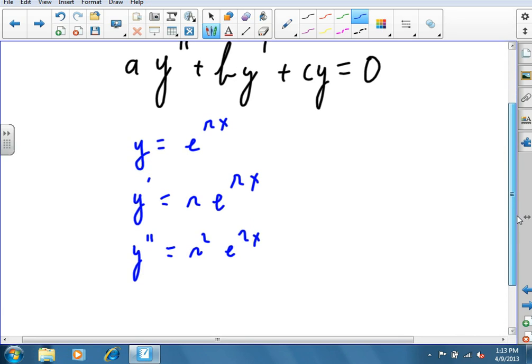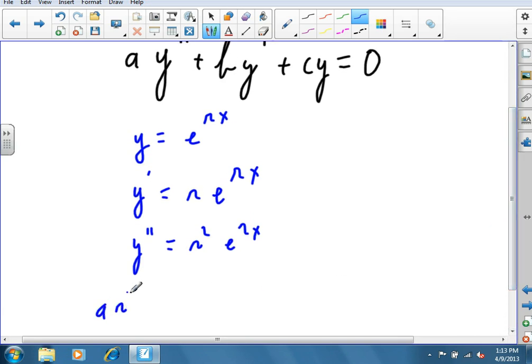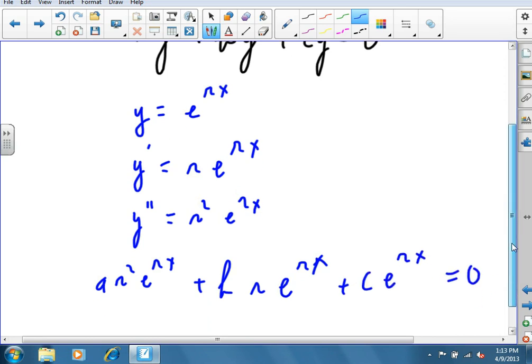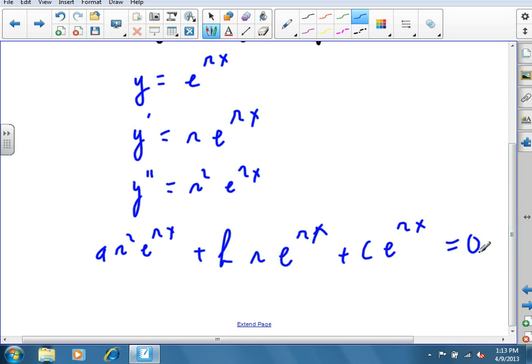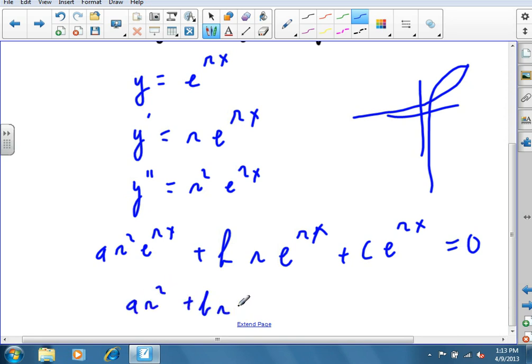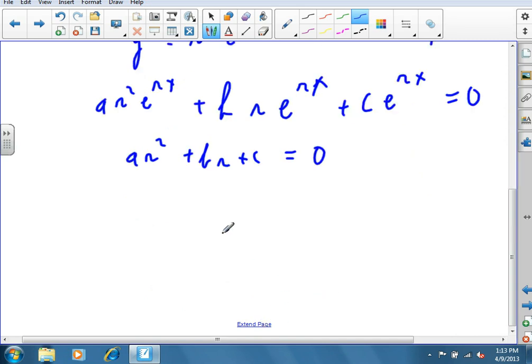And then I say, well, that means that a r squared e to the rx plus b r e to the rx plus c e to the rx is equal to 0. Is e to the rx ever 0? No, because that's a function that looks like that, and it's never 0. Okay, so I can divide by that, and I have a r squared plus b r plus c equal to 0. And we call this our characteristic equation.